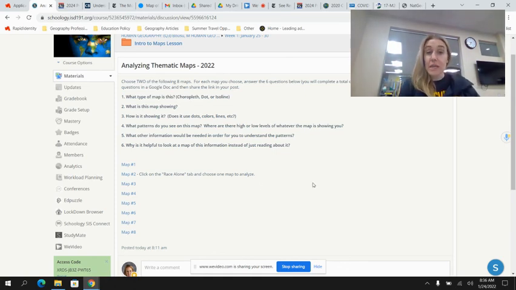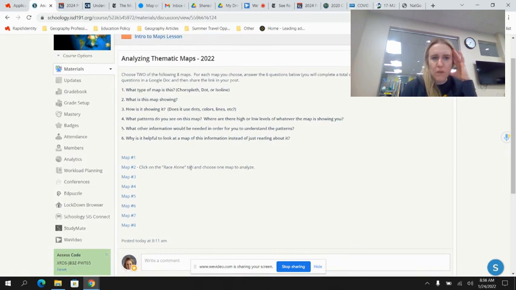What other information would be needed in order to understand the pattern? When you take a look at the map, maps are great sources of information, but they don't always show us everything. So what other information would be helpful? And then why is it helpful to look at a map on this information instead of just reading about it?